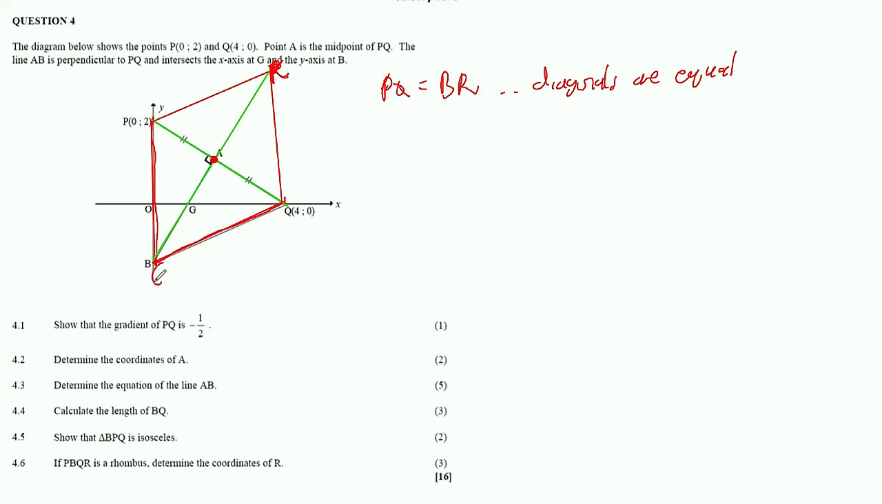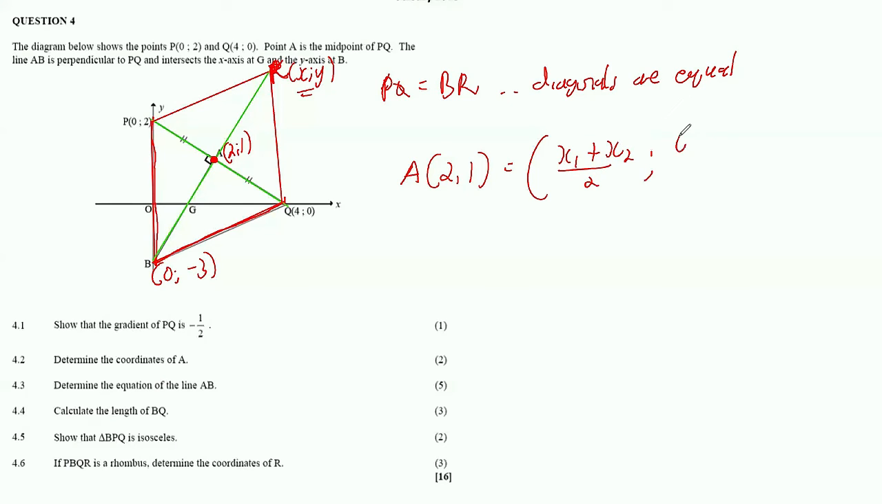So remember, we do have the coordinates of B. That was (0, -3). We did have the coordinates of A, which we calculated in 4.2. That was (2, 1). But now we are looking for the coordinates of R, which we have no clue. So this is how we go about it. If we were to calculate the midpoint, we'd say this is (2, 1), and then this is x1 plus x2 over 2, and then y1 plus y2 over 2.